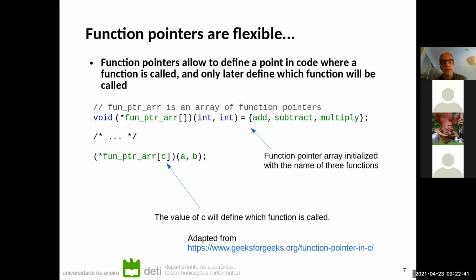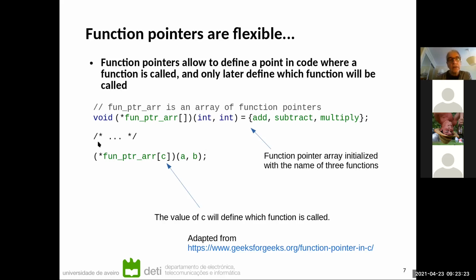Then we can do some, let's say, funny things with function pointers. We can have an array of function pointers. So this is a symbol. By using the star, this symbol is a pointer, and it is an array. So there are several of them. These are function pointers that return a void and take two integer arguments, and then they can be called, for instance, add, subtract, multiply.